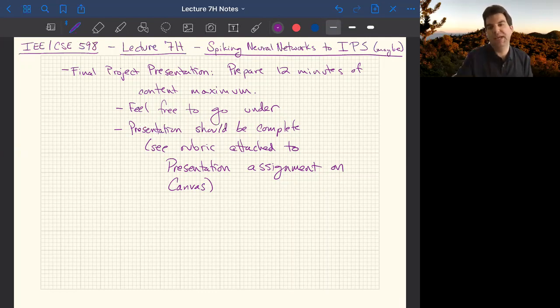So you just want to make an argument to an audience that is educated enough to know why these algorithms exist, but doesn't know anything about your particular algorithm. You're just trying to present it to them at a high level and then demonstrate how it works, rather than getting into the nitty-gritty details of every single parameter and so on. So that's roughly the outline. Any other questions about the presentation or the format?